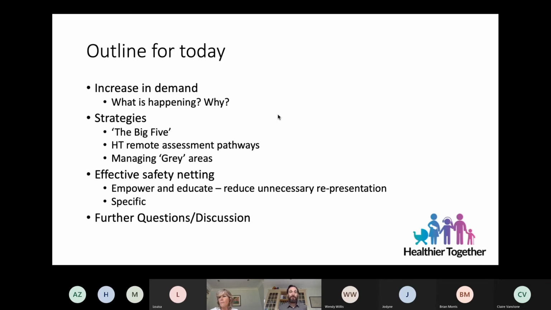And a key part of that is being very specific in your safety netting. So we'll talk a bit about that. And then, as I said, I hopefully have some time at the end for any further questions you've got or any discussion about the issues raised.